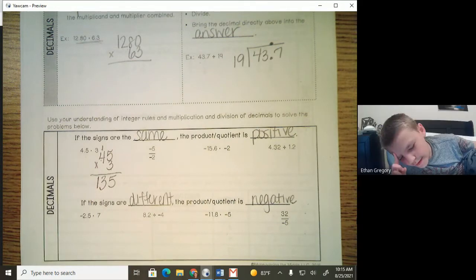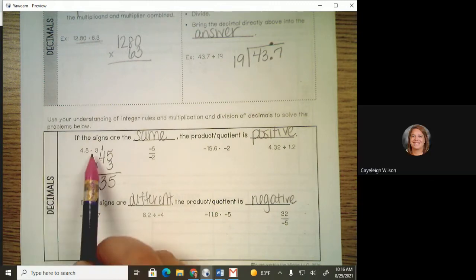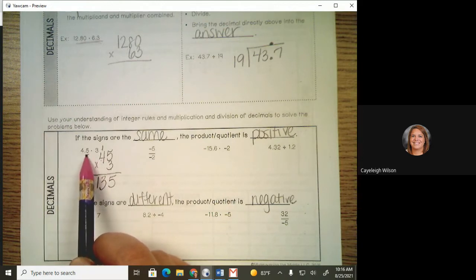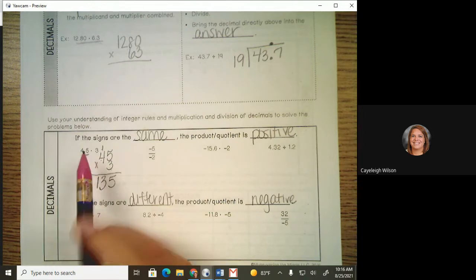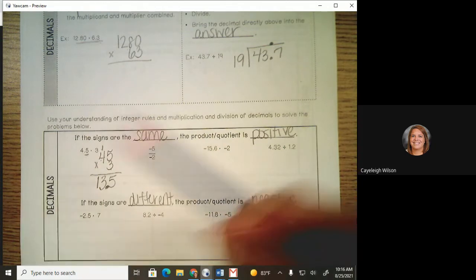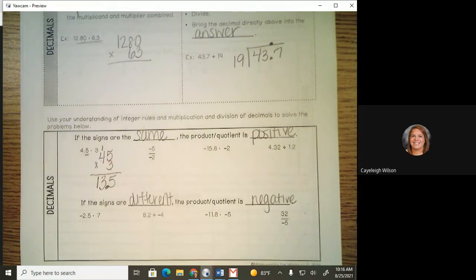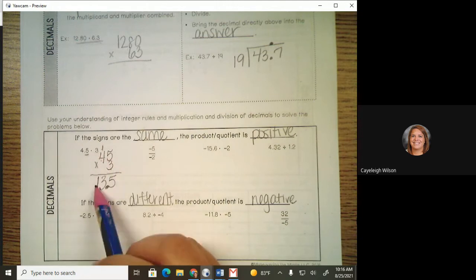Wouldn't it be 0.135? Well, no. Let's go back to the problem. How many decimal places does this problem have? It just has 1 decimal place, which means the answer is only going to have 1 decimal place. So I always start here and I only put 1 decimal place in because the problem only had 1 decimal place in it. And my answer, it was a positive times a positive, so my answer's positive.